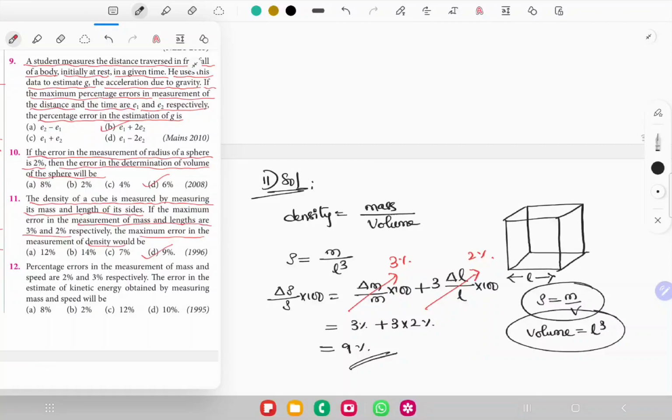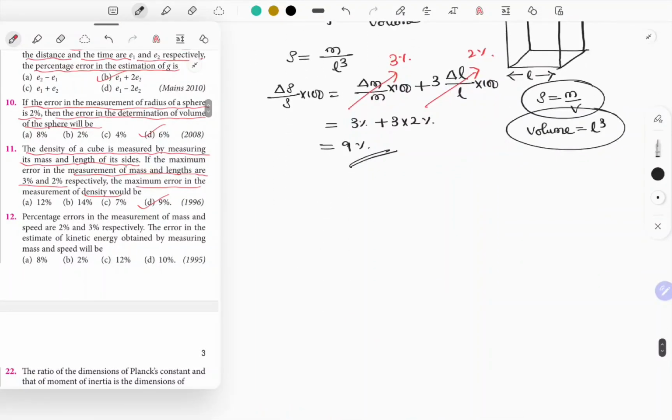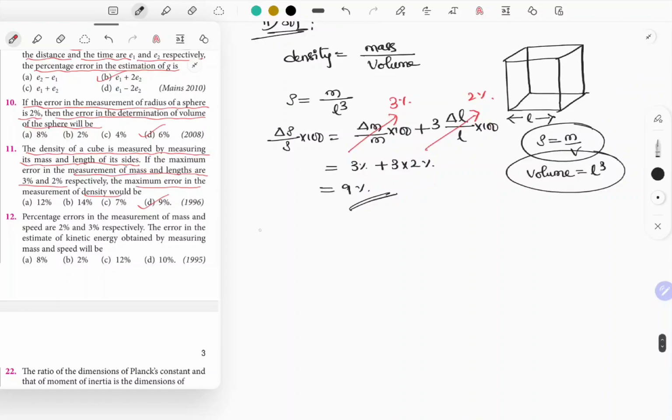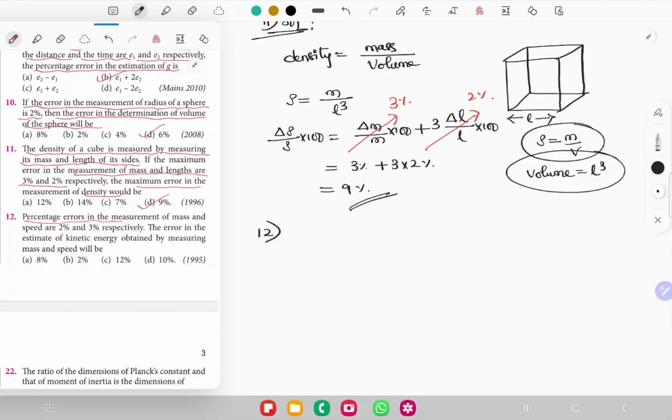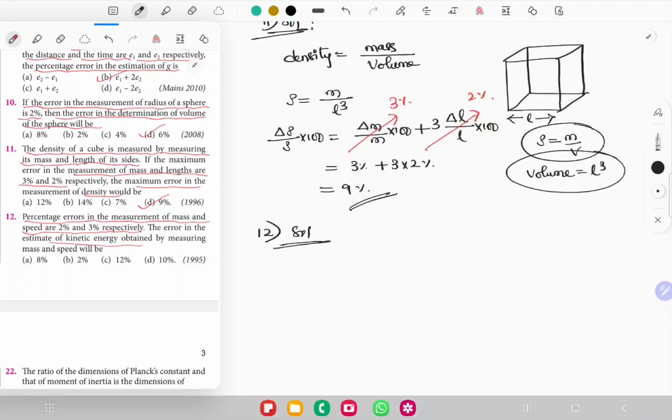Very good. Now, if you observe the next question, the 12th question. 12th question is also of same model. Now, you guys try on your own by taking a pause. Percentage error in the measurement of mass and speed are 2% and 3% respectively. Question number 11 and question number 12 are mostly similar. Okay. Now, what is the data they have given? Percentage error in the measurement of mass and speed. Error in the measurement of kinetic energy they are asking.